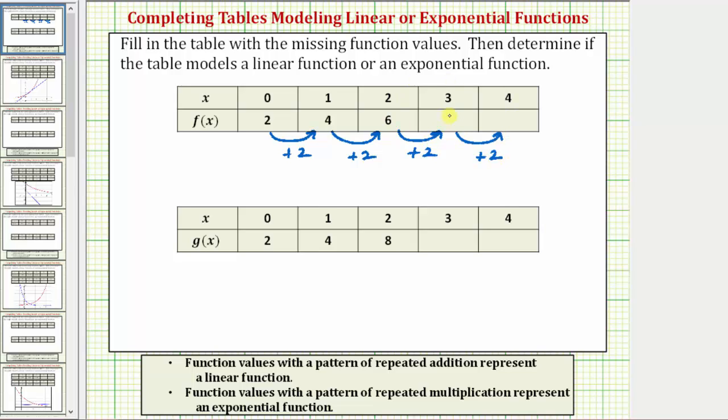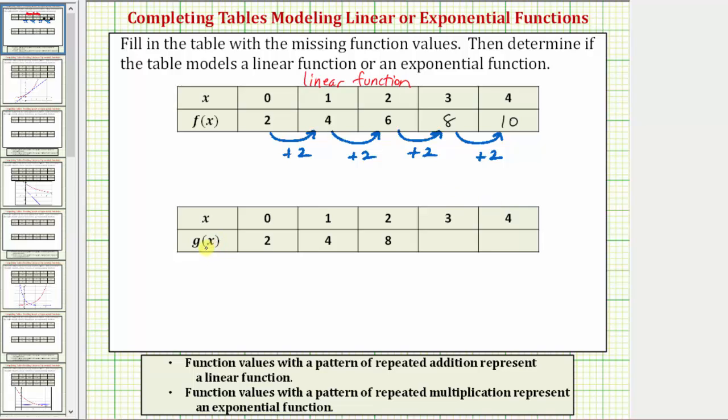6 plus 2 is equal to 8. 8 plus 2 is equal to 10. So because the pattern is repeated addition, we now know f of x is a linear function. We can also say that f of x increases by 2 each time the input or x value increases by 1.